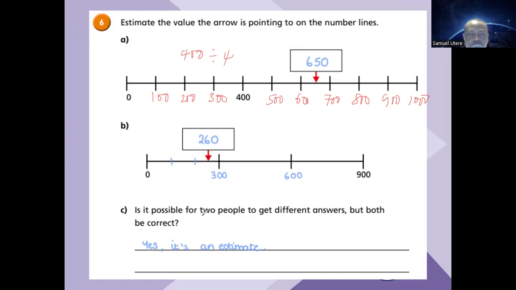And then here, is it possible for 2 people to get different answers but both be correct? Yes, because it's an estimate. Remember, I mentioned that at the start of these exercises.